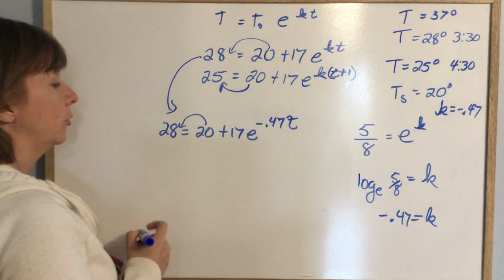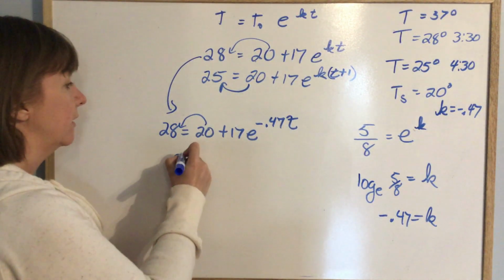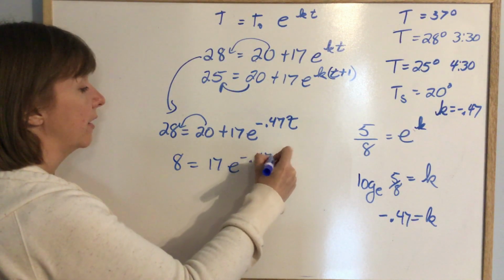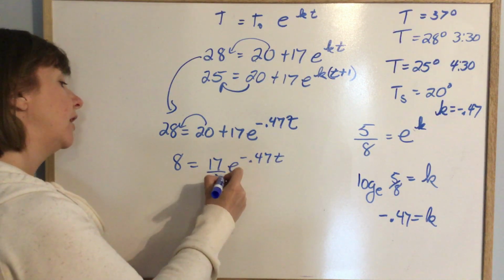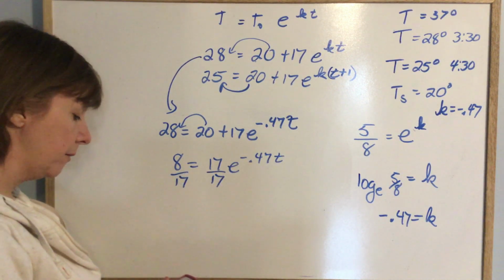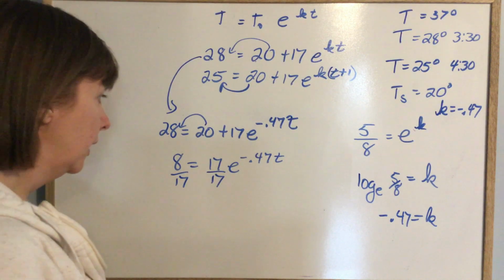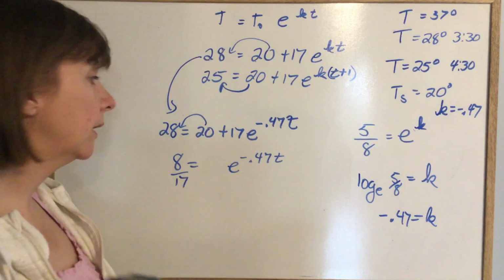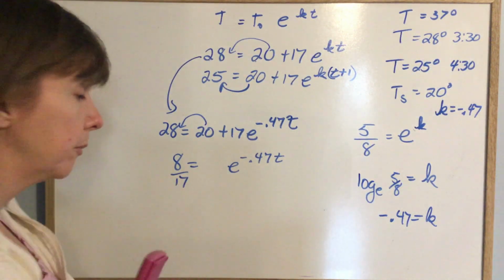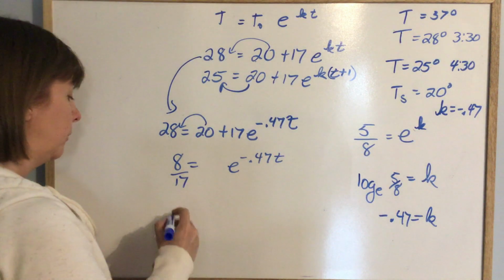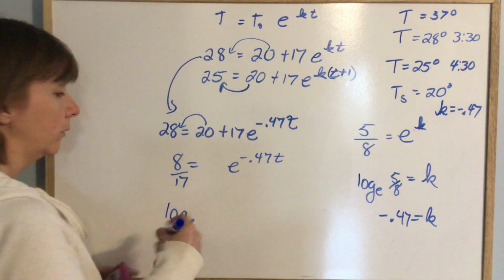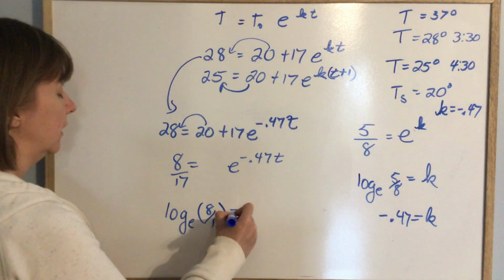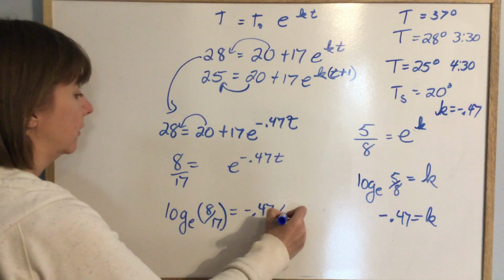So I'm going to move the 20 over here. 28 minus 20 is 8, which is equal to 17 e to the negative 0.47t. So I'm going to divide this side by 17, and I'm going to divide this side by 17. So I have this. I would change this into logarithmic form. So it would be log e, which is ln, of 8 over 17 equals negative 0.47 times t.